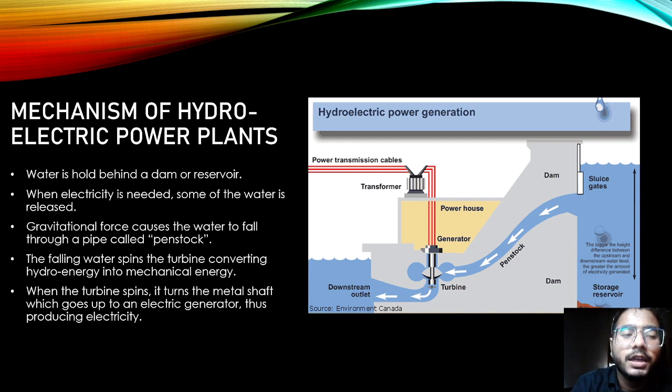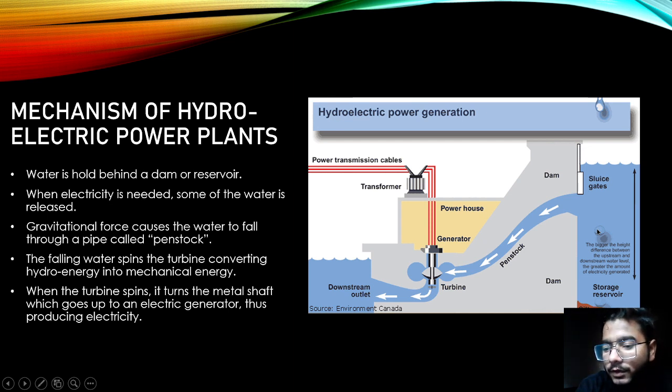Now, coming to the mechanism of hydroelectric power plants. As you can see, this diagram shows us the complete flow of hydroelectric power generation. Water is held behind a dam or a reservoir known as the storage reservoir. In the storage reservoir, the bigger the height difference between the upstream and downstream water level, the greater the amount of electricity generated.